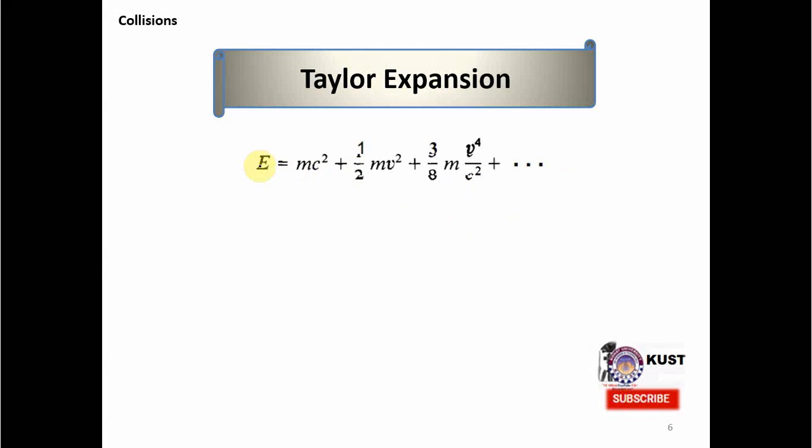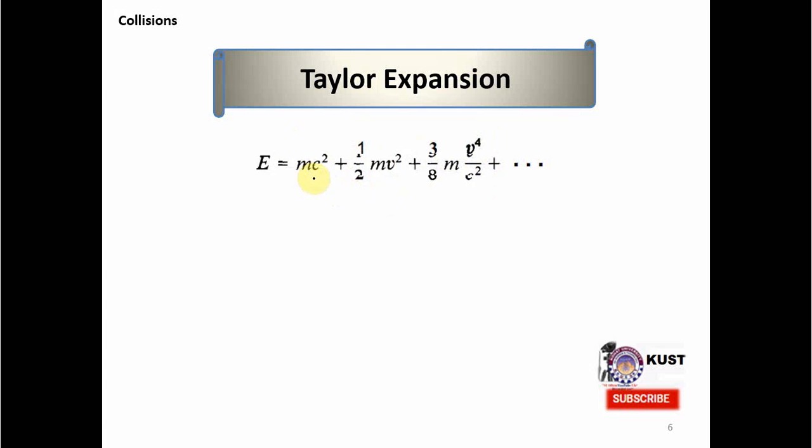Because if energy is expanded, you will get in the leading term mc square, and the second term is known to you, this is the kinetic energy term, 1 over 2 mv square, and the other terms are also kinetic energy terms, but these are not common to us, because these are the higher order contributions coming from the higher powers of the velocities.